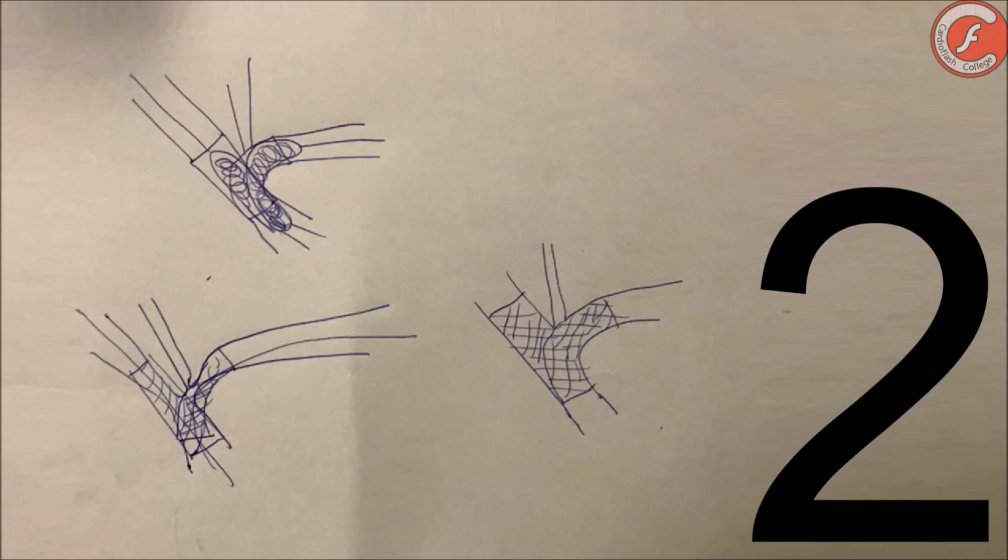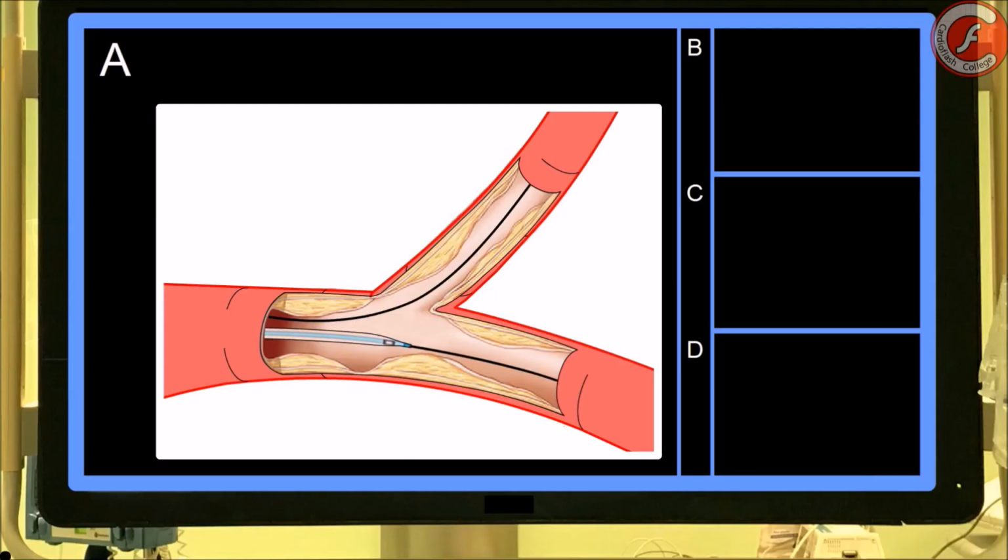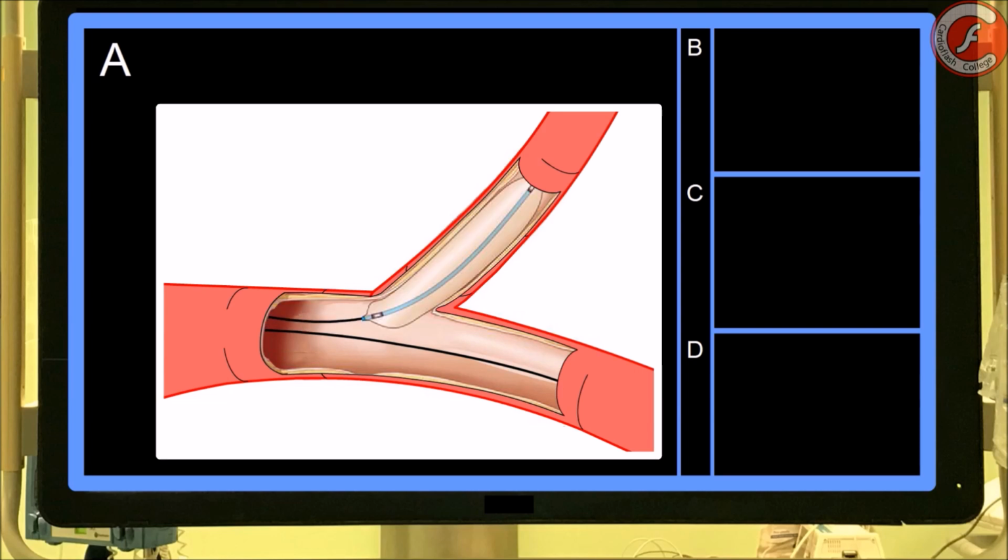Step 2. We prepare the lesions with pre-dilation balloons. Sometimes it can be necessary to use cutting balloons or other pre-dilation strategies in cases with calcified plaques.